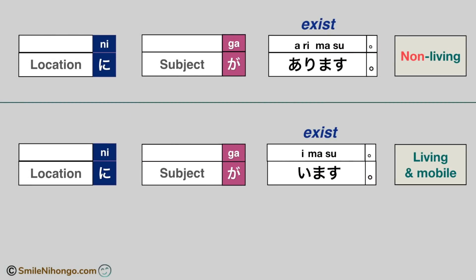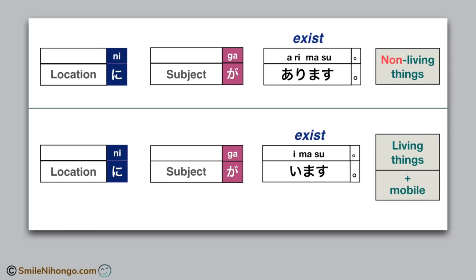So here's the summary of the verb exist in Japanese. あります is used for the existence of non-living things, and います is used for living and mobile things. Let's review the two steps. Step number 1. You mark the subject of existence with the particle が, and then step number 2. Mark the location with the particle に. I posted the PDF version of this summary below this video, so please print it out for your reference later.